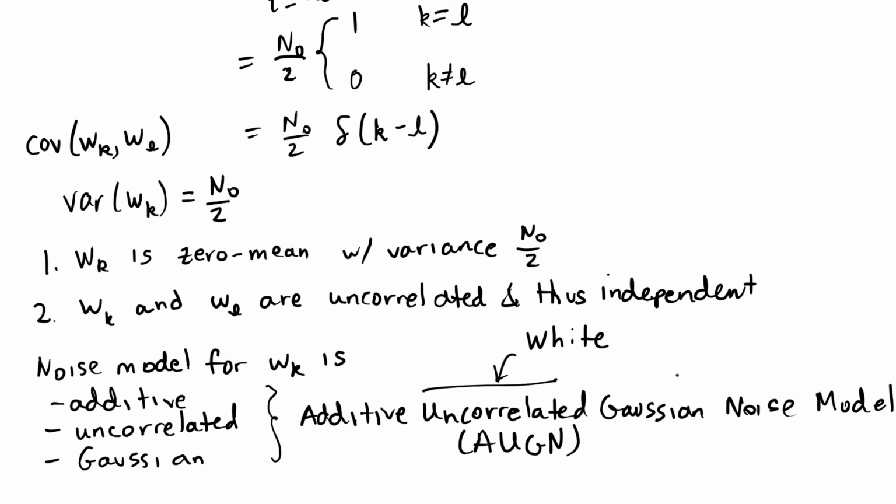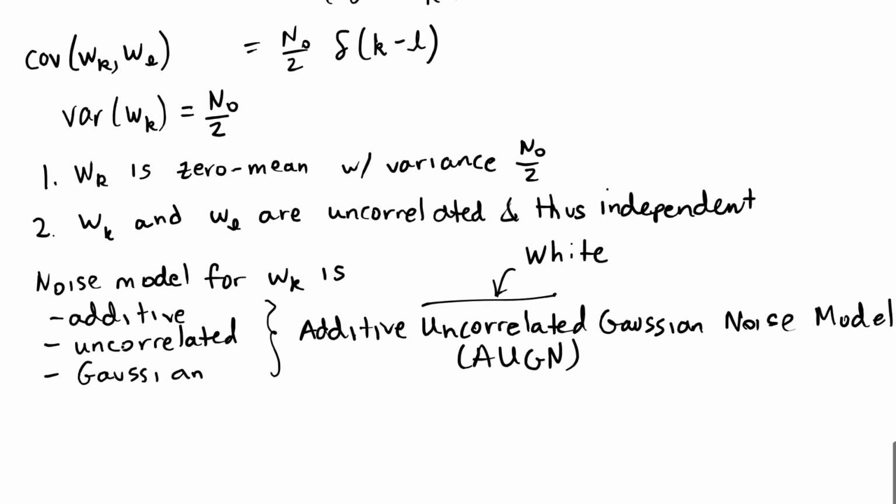Okay, so that's everything you need to know about noise in our receiver. It's additive, uncorrelated, and Gaussian.